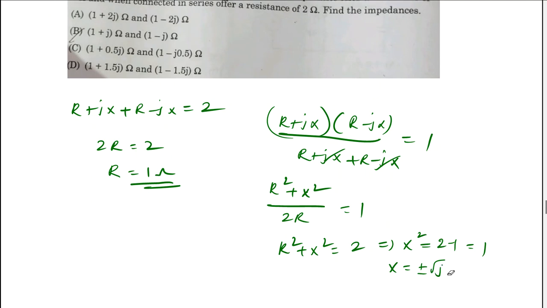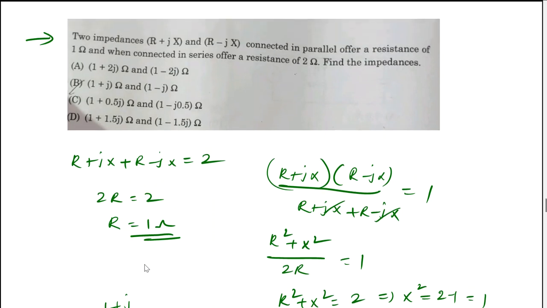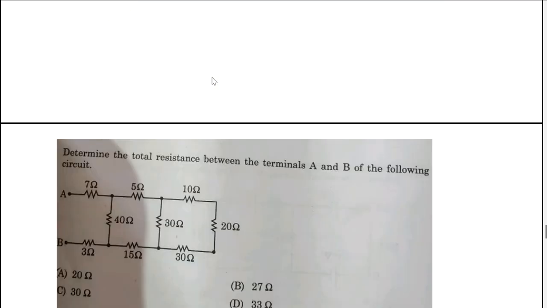Sorry, not square root of j. Square root of 1 means X is equal to plus or minus j here. So what is the final impedance? Z is equal to 1 plus j and 1 minus j will be the impedance values here. So the impedance values will be 1 plus j and 1 minus j ohms. So the answer will be B here. And we will move to the next question here, friends.